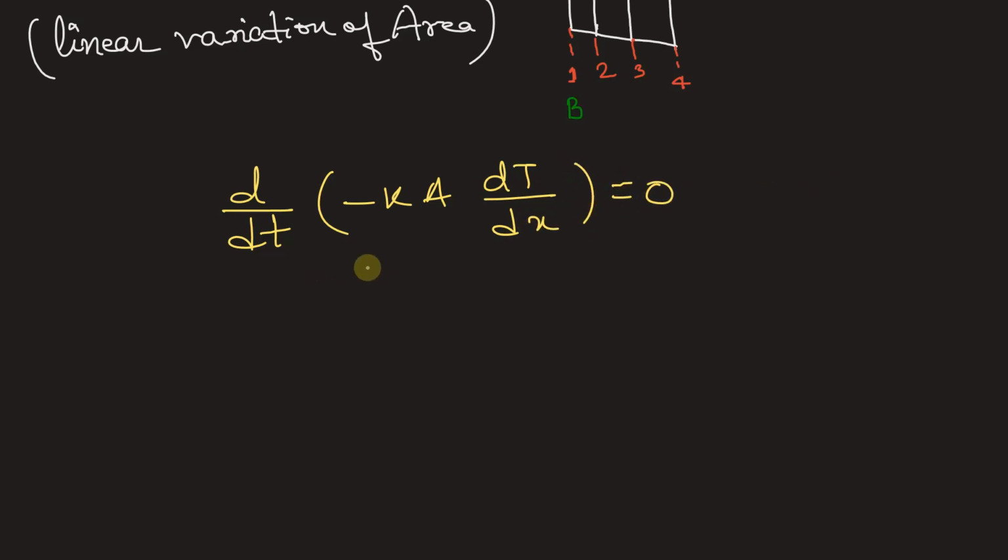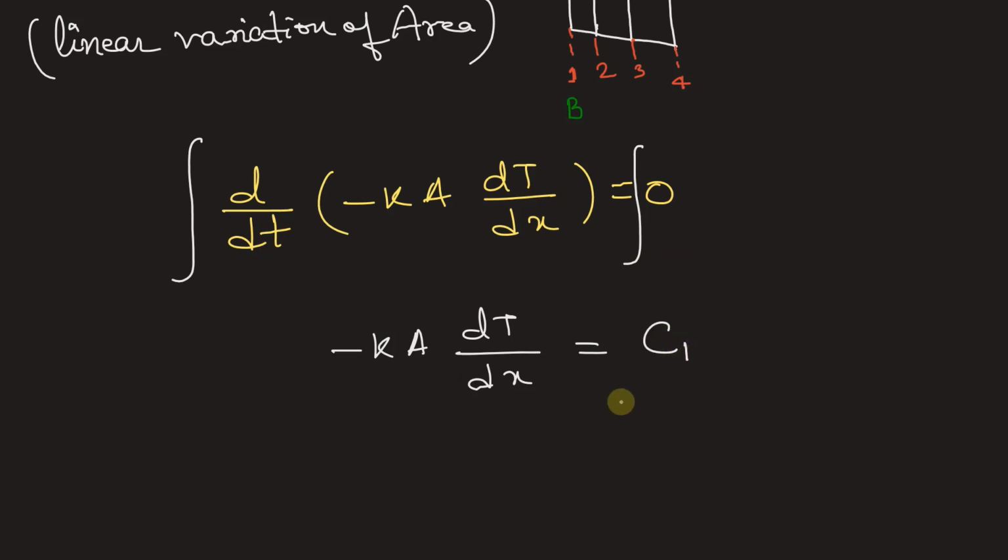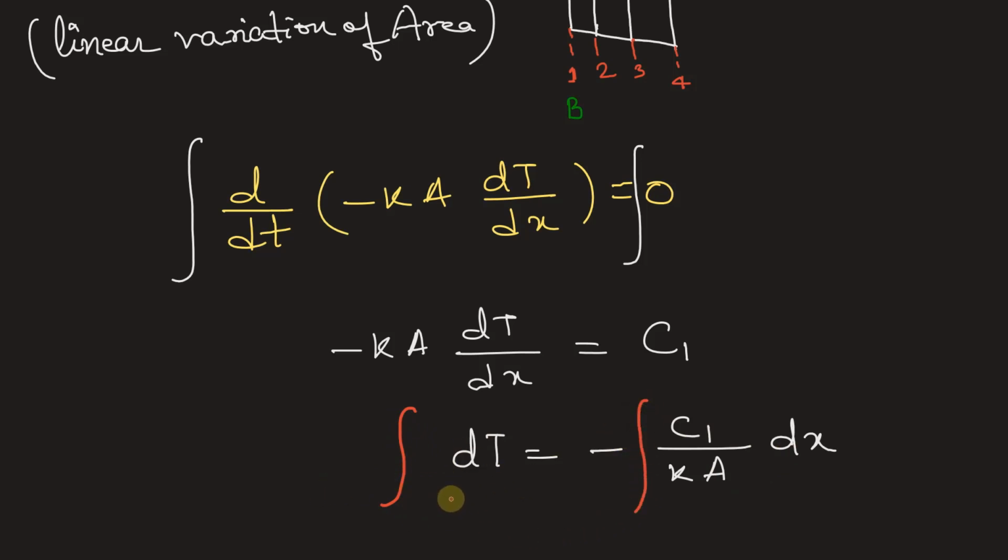Now if we integrate this equation on both sides, we can write negative k A dT/dx equal to some constant, let's say C1. Upon rearranging this equation, we can write dT equal to negative C1 upon kA into dx. Now we shall integrate this equation. So if I put an integral sign like this, what will be the limits of integration? Let's see here.